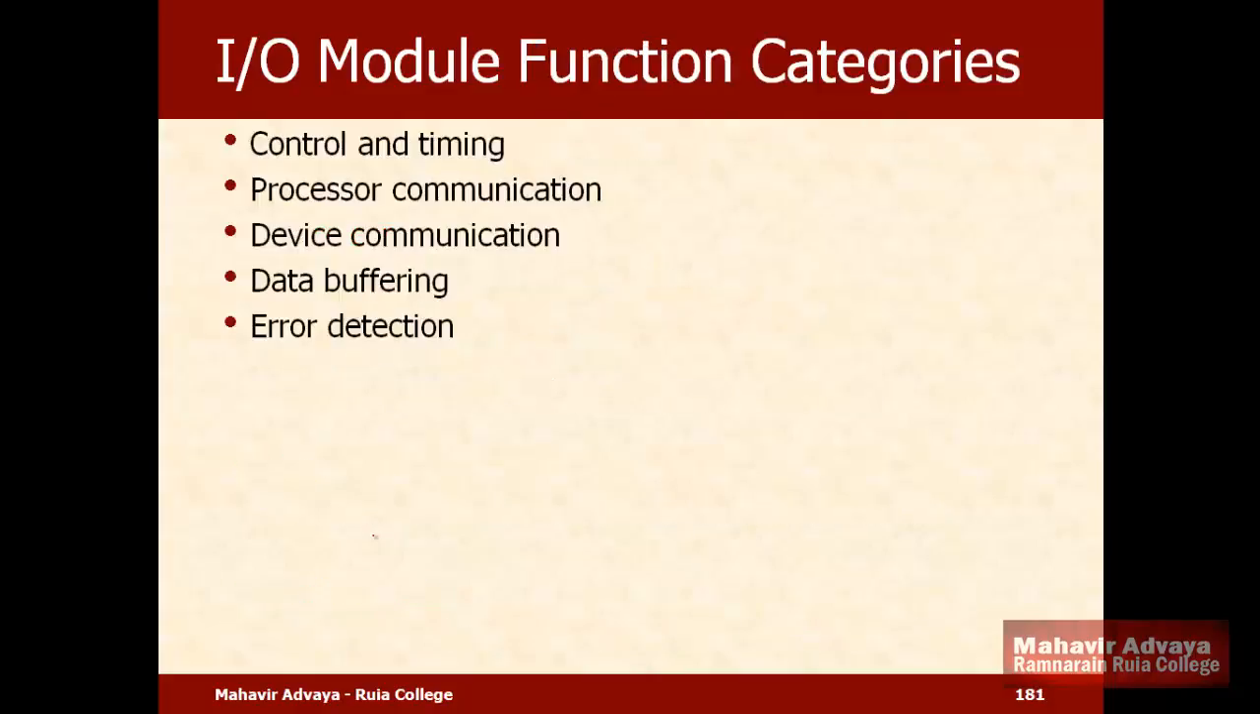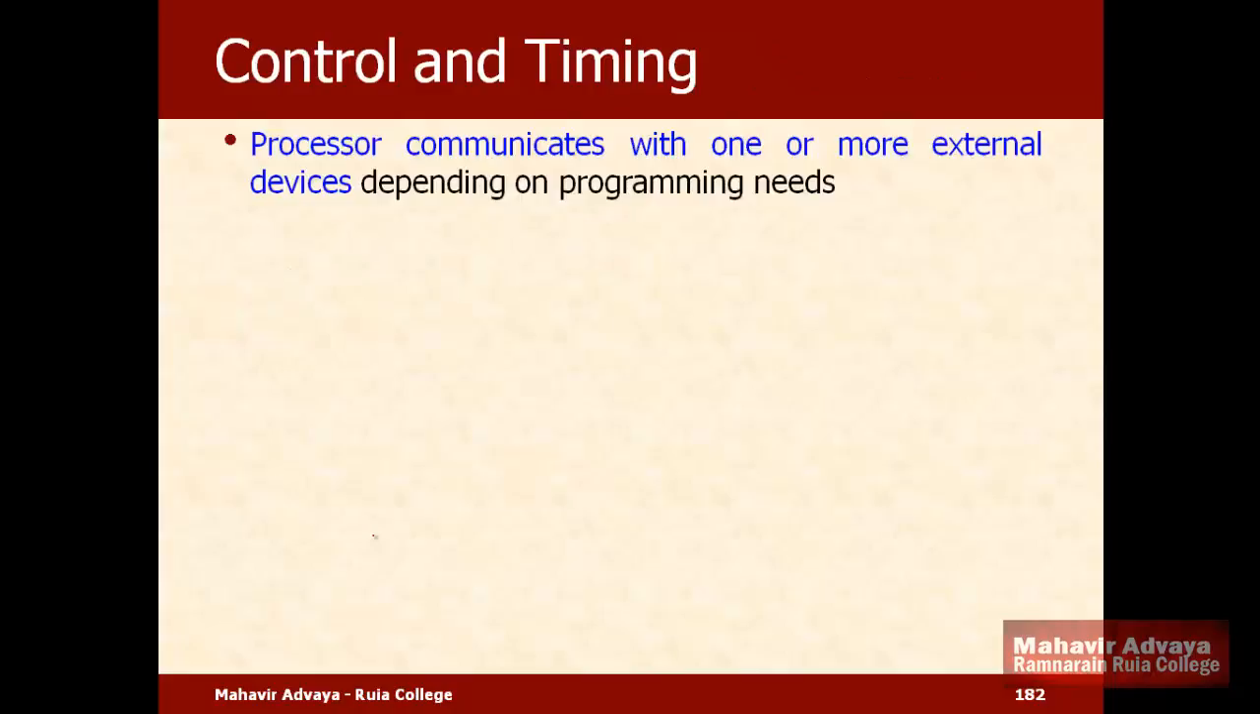These are the function categories of the input-output module: control and timing, processor communication, device communication, data buffering and error detection. Under control and timing, the processor communicates with one or more external devices depending on the programming needs. In case the processor is executing some program or process, and the process requires some input from the user or the keyboard, or some data from the hard disk, the processor communicates this to the input-output module with the help of these functions, control and timing.